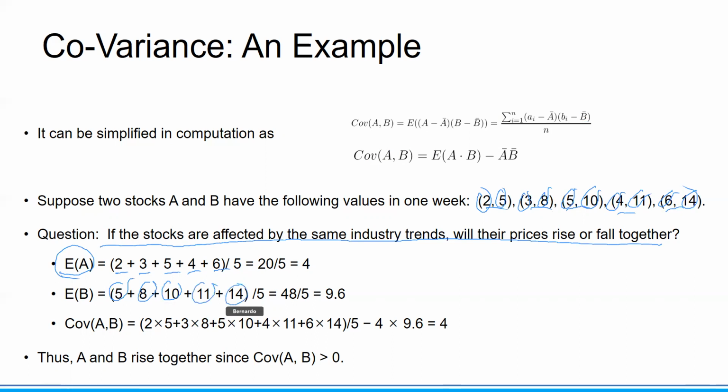The expected value is the same as the average. Then you want to measure the covariance. This is the covariance value, and you will get 4. So A and B rise together, since the covariance of A and B is greater than 0.